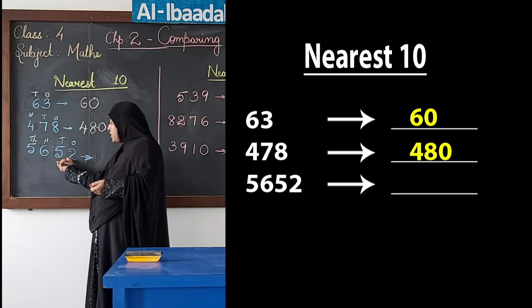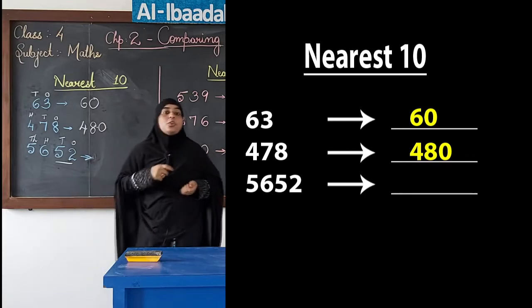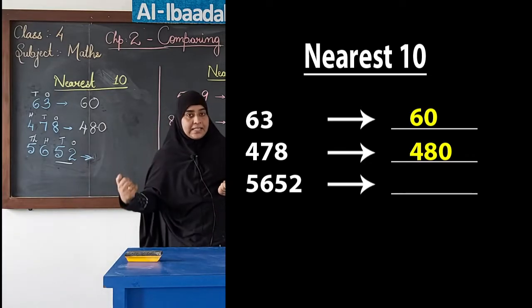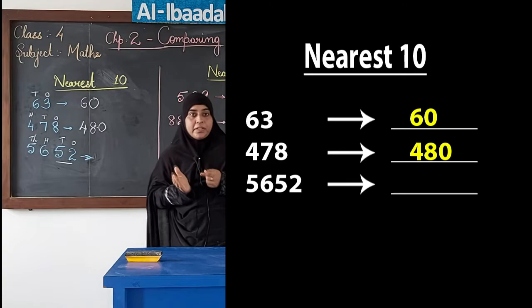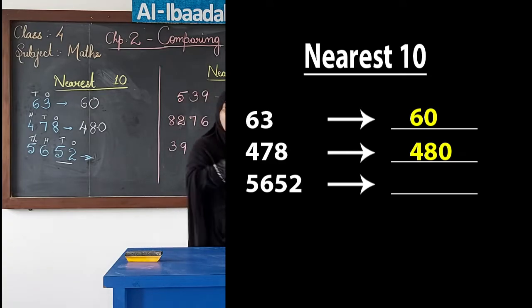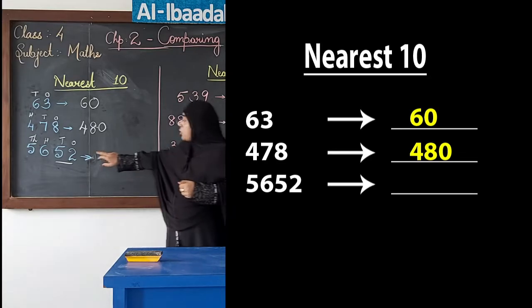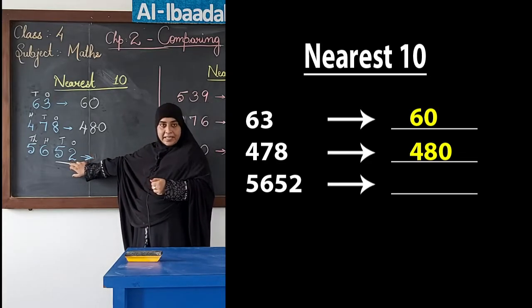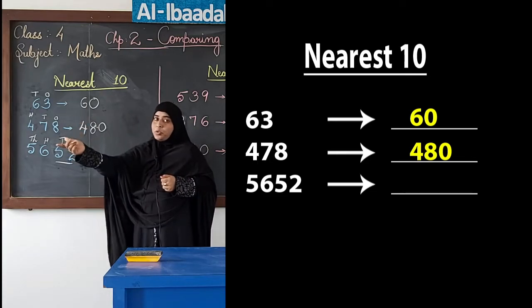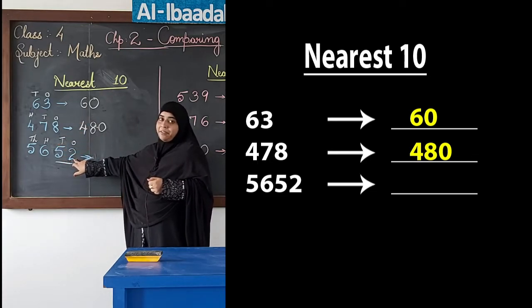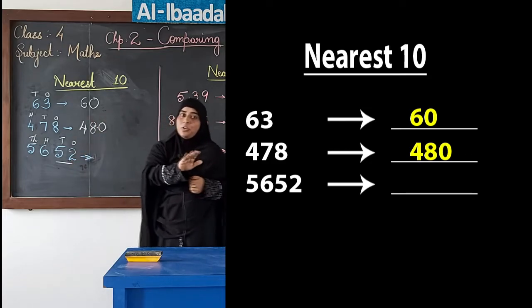Okay. So now we have to see whether 52 is close to 50 or 60. That depends on our ones place. If this ones place is 5 or more than 5, then it will go to 60, but it is less than 5. So it is close to 50.